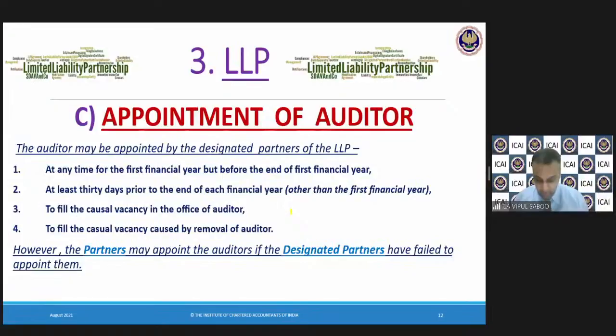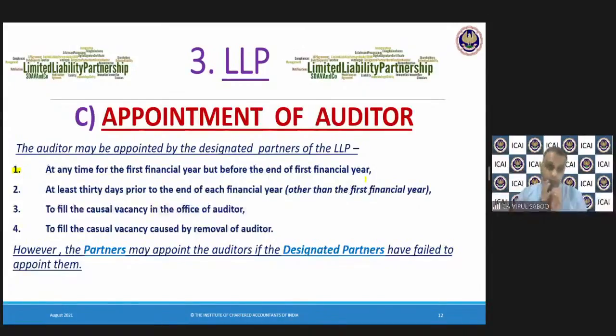Now we come to appointment of auditor. The auditor may be appointed by the designated partners of the LLP at any time for the first financial year, but before the end of the first financial year. So during the first year of operation, you can appoint the auditor any time, but you have to appoint him before the end of that financial year.